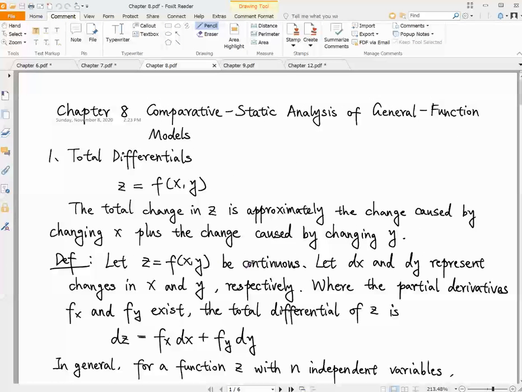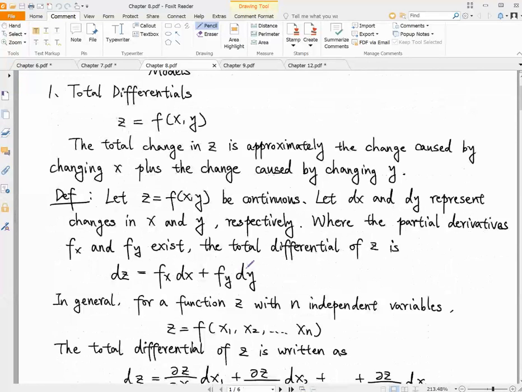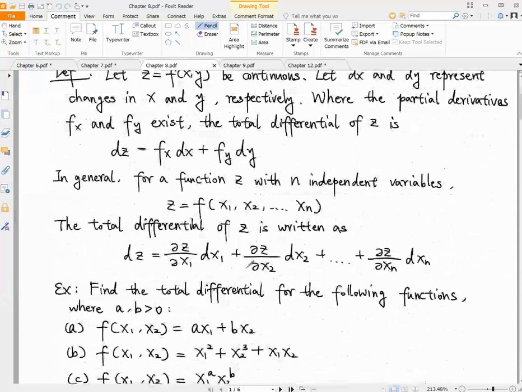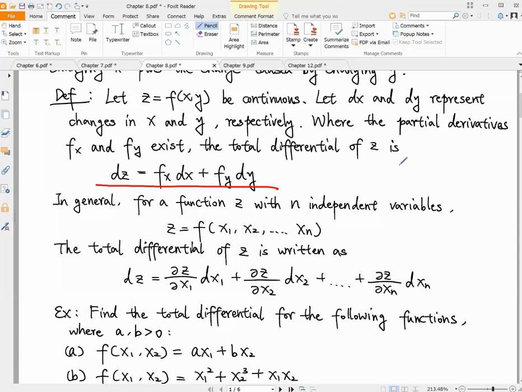And then for chapter 8, we talk about total differentials, right? The first thing you need to know is how to write down the total differential of something. But here you need to know one thing. If I ask you to find the total differential of something, you need to write down exactly this equation, right? If you just write down fx or fy, then it's not the total differential, it's the partial differential, right?